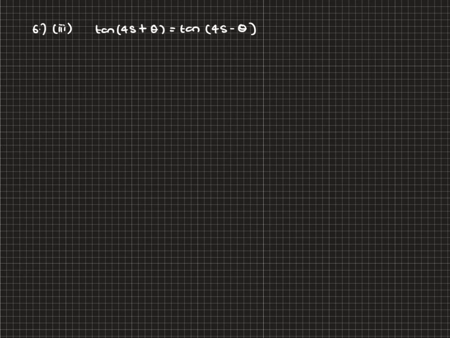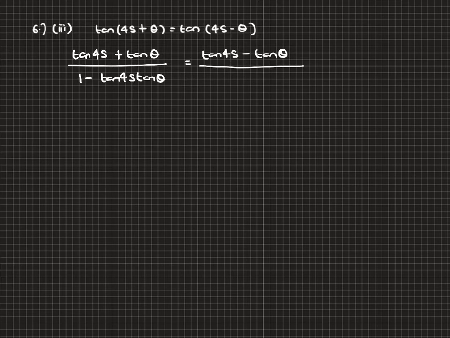So, question 6, part 3. Let's work through this equation here. We've got to expand using our tan compound angle formulae. We've got tan 45 plus tan theta on the left-hand side over 1 minus tan 45 tan theta. On the right-hand side, we have tan 45 minus tan theta all over 1 plus tan 45 tan theta.